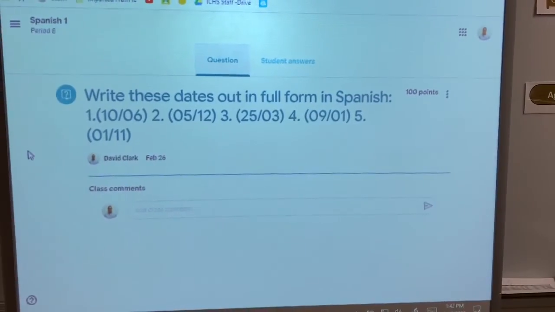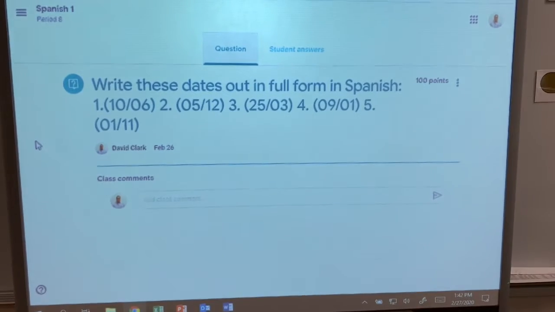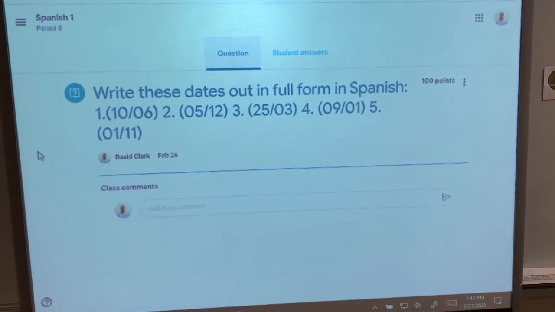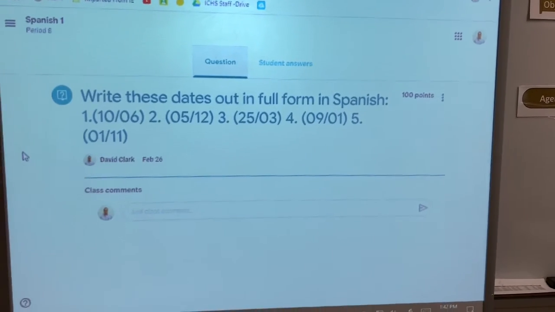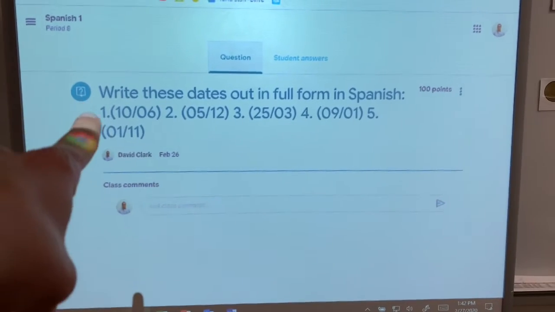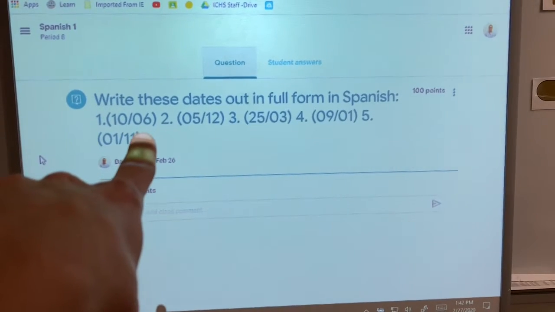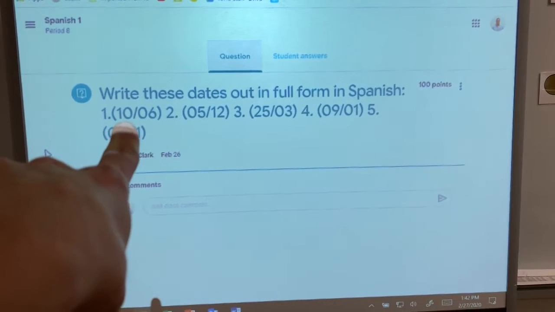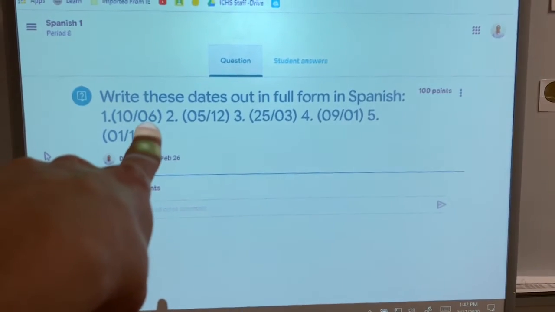So without further ado, the bell ringer is to write these dates out in full form, or in word form, in Spanish. Remember that in Spanish, and most of the rest of the world actually, the date is written where the day comes first and the month comes second. Not like we do. This is not October 6th, but rather this would be the 10th of June.